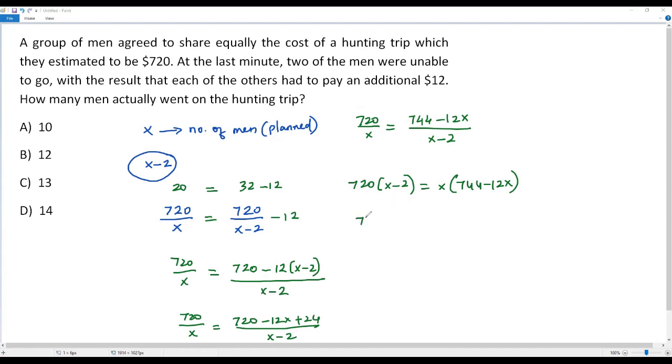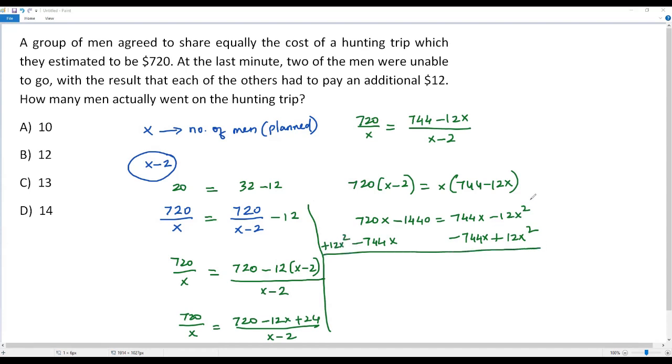Then I'm getting 720x minus 1440. Okay, here we can distribute this x to this 744. Then I'm getting 744x. When I distribute this x to this minus 12x, I'm getting minus 12x squared. Okay, here let's subtract 744x from both sides. Let me do it. And also let me add 12x squared to both sides of this equation. It is a positive 12x squared.